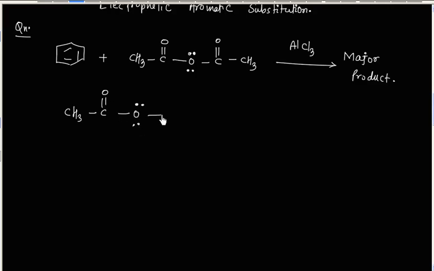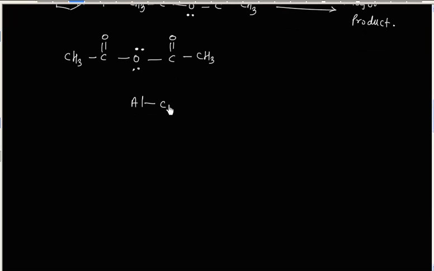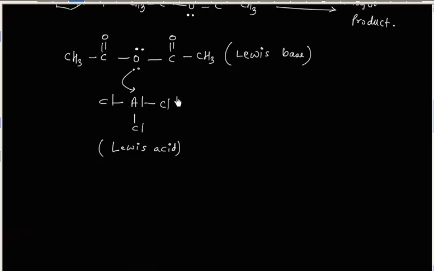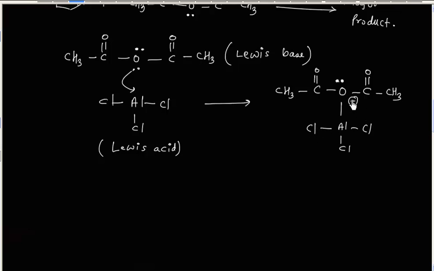So in the first step we will have Lewis acid base reaction. AlCl3 will act as Lewis acid, and anhydride will act as Lewis base. So we can give one lone pair of electrons and the product is a complex. Oxygen will have plus formal charge and aluminum will have negative formal charge.